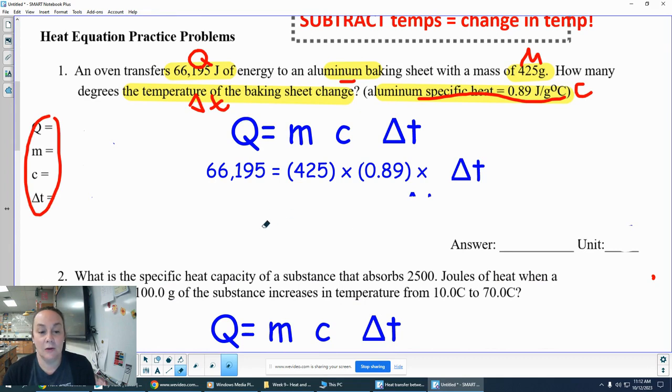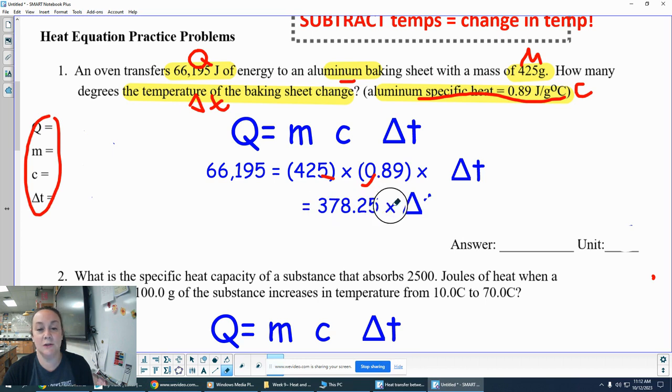Awesome. Now, a little bit of algebra here. I know you guys can all do this. So if I wanted to get this by itself on the side with delta T, I combine those first. So I do in my calculator 425 times 0.89, and that's going to get me 378.25. I was trying to erase, not paying attention. 378.25, and then that's times my delta T. And then I bring this number down here.